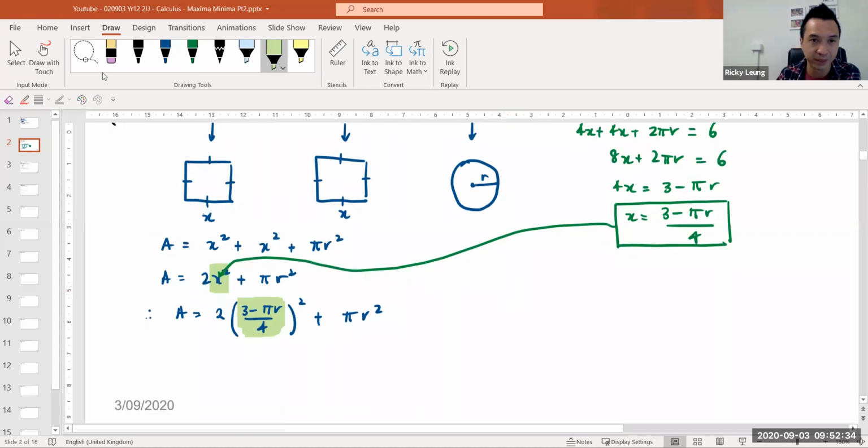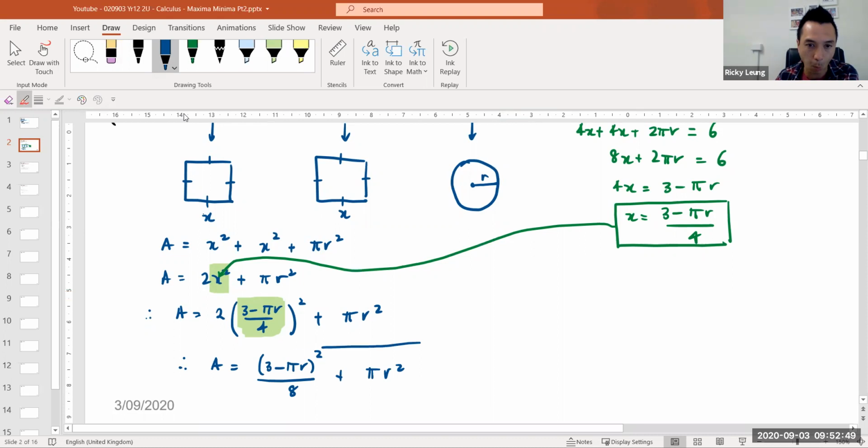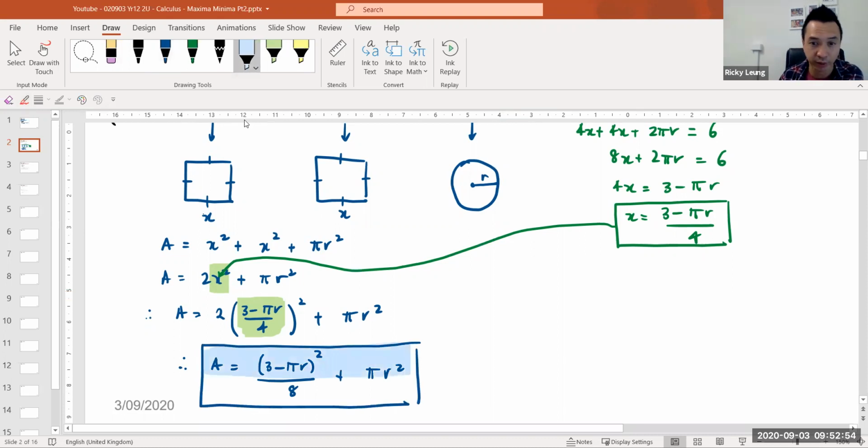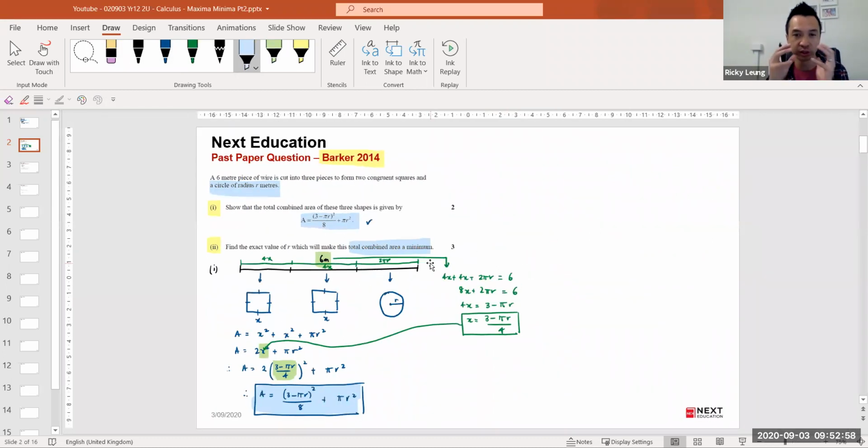Show that substitution piece. Therefore, A equals, cleaning this up, 2 and 16 cancels out, so put brackets there, (3 minus pi r) squared over 8, plus pi r squared, perfect. And that's part A, or part 1 rather. Right, pretty straightforward, right? And it follows the framework to a T.